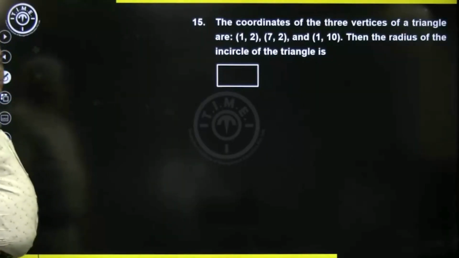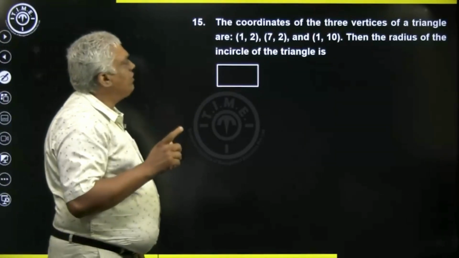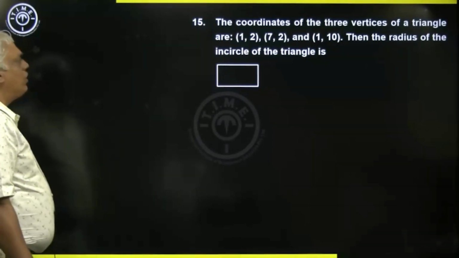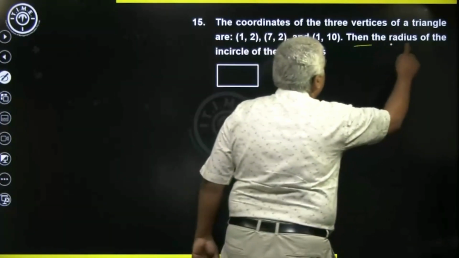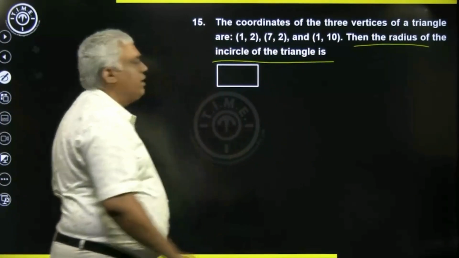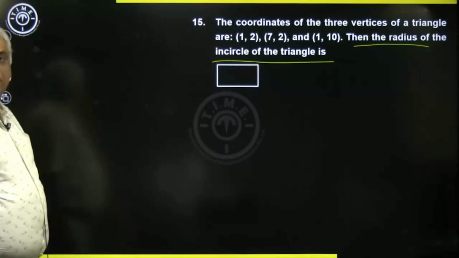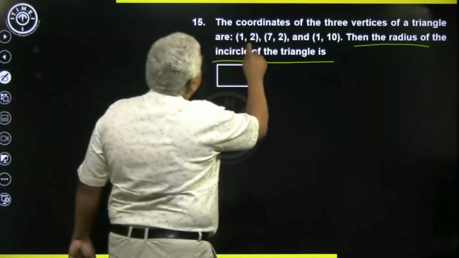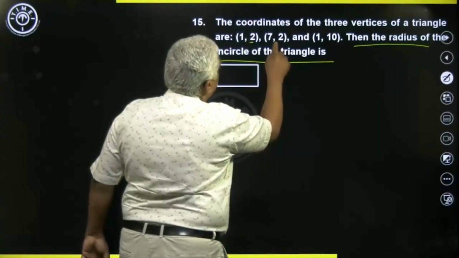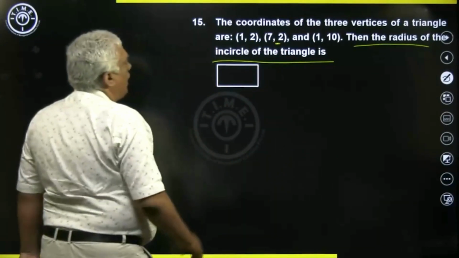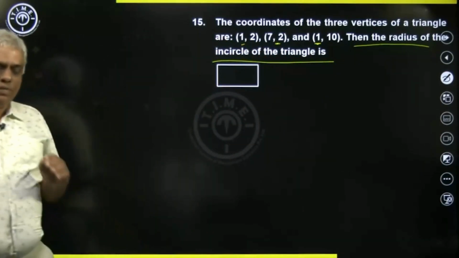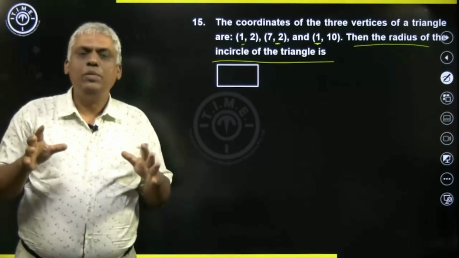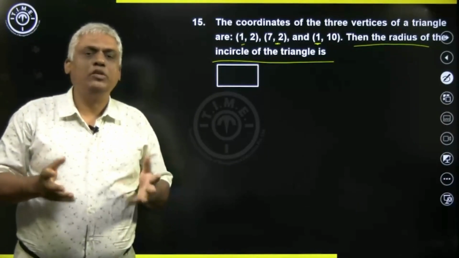The coordinates of 3 vertices of a triangle are (1, 2), (7, 2) and (1, 10). Then find the radius of the incircle. Now you see there are 2 points having the same y coordinate, and there are 2 points having the same x coordinate. So better we can make a rough diagram. It will be more clear. It may turn out to be a special triangle.